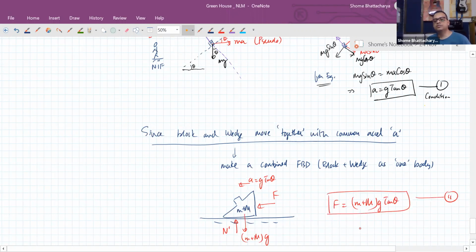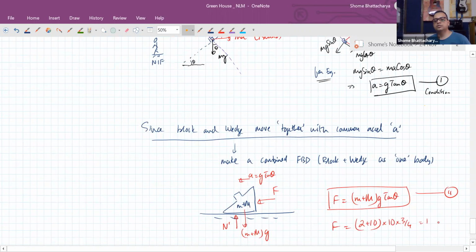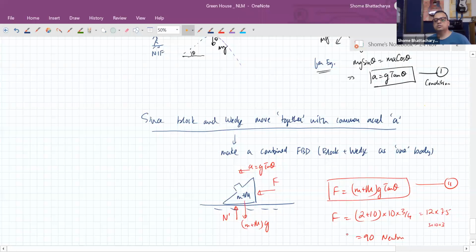So from this we get F has to be (2 plus 10) kilos into 10 into tan 37. So that's 3 by 4. So that's 12 into 7.5, or you can also write this as 12 into 10 into 3 by 4, yeah, 90. So 90 newtons is the amount of force we need to apply. Okay. So with this we conclude this session.